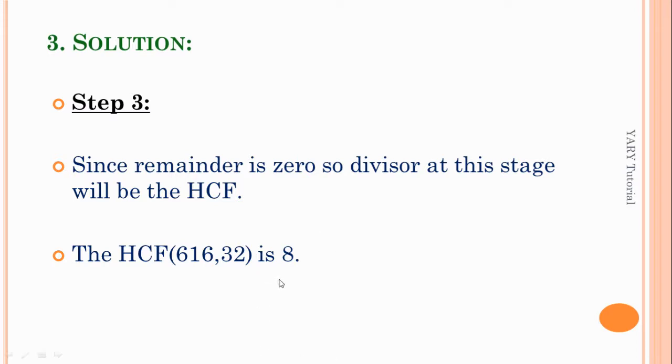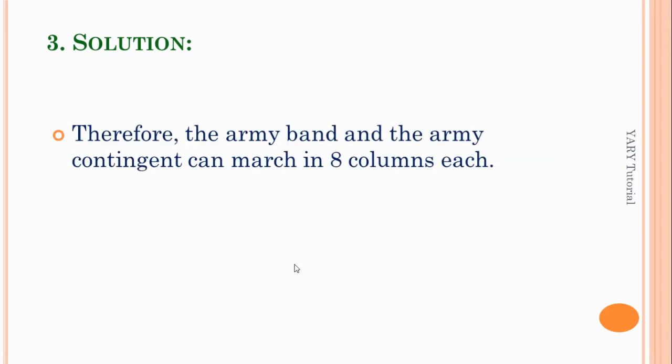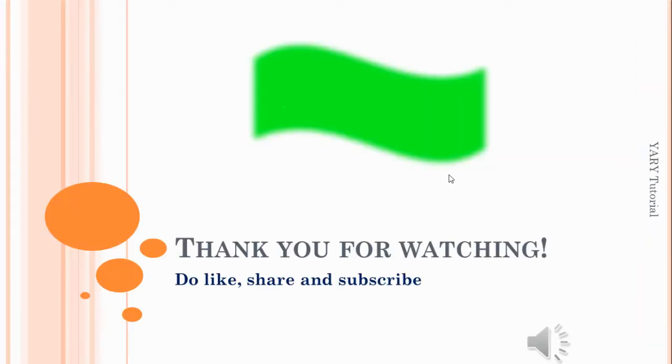This means that there can be 8 columns in the army contingent and 8 columns in the army band. Therefore, the army band and the army contingent can march in 8 columns each. Hence, our solution is 8.